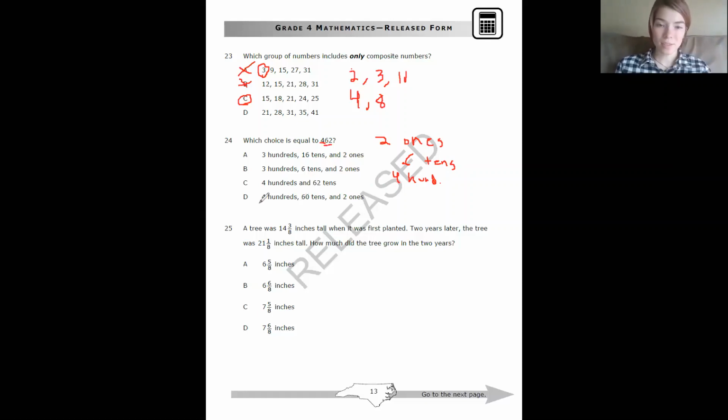Now, if we look at D, 4 hundreds, 60 10s, and 2 1s, we know that 10 10s makes up 100. So this would be like saying 4 hundreds, 6 more hundreds, and 2 1s, which would be 1002. It's way too big. We have a similar issue in C if we said 4 hundreds and 62 10s. That would be like 400 plus 620, which is, again, way too big.